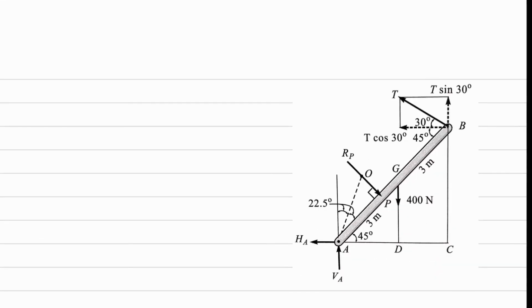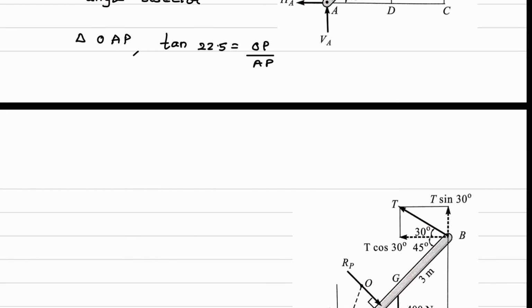So I'll write down over here tan 22.5 equal to OP, which is 0.75, divided by AP. So from here I can calculate AP. Therefore AP is equal to 1.81 meter. Why are we calculating AP? So that we can take moment.